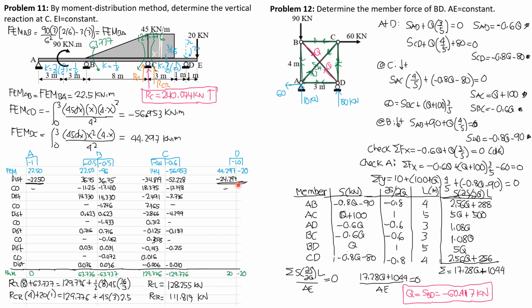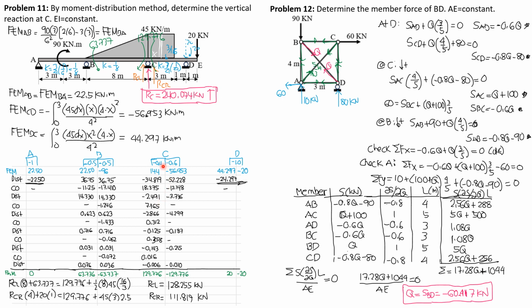We don't need to carry over half of negative 52.228 here because this is already finally locked. After that, we distribute again. Quantity at B, negative 11.25 plus negative 17.41 times negative 0.5 is 14.330. So also 14.330 here, same distribution factor. Here, quantity 18.375 minus 12.148 times negative 0.4. So this is the result, negative 2.491.